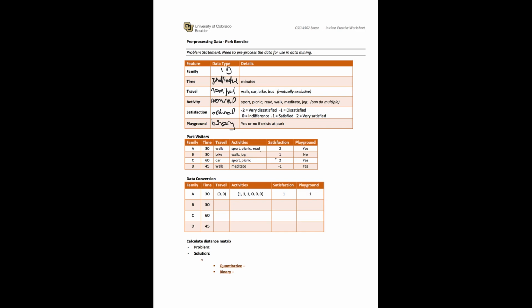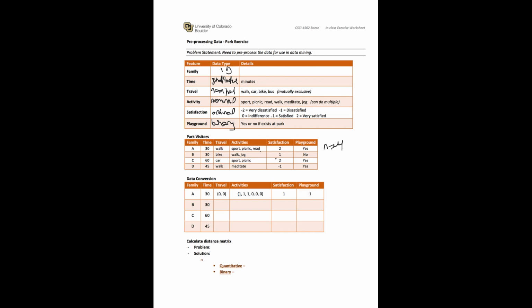So for park visitors, we've got the family, which is the identifier, A, B, C, D, the time, so these are in about 15-minute chunks, 30 minutes, 60 minutes, 45 minutes, how they got there, the different activities that they participated in, their satisfaction, and the playground. So we only have an N of 4 in this example in our data set, just as a small example.